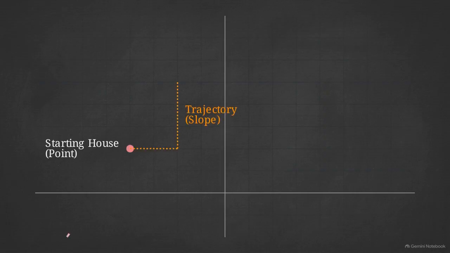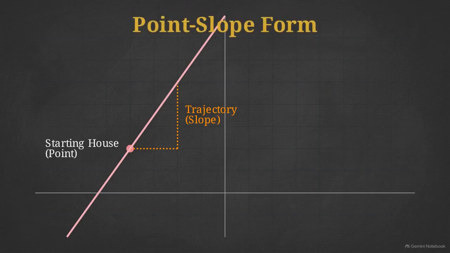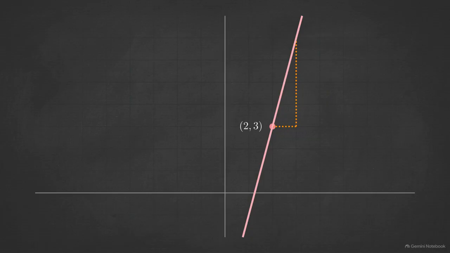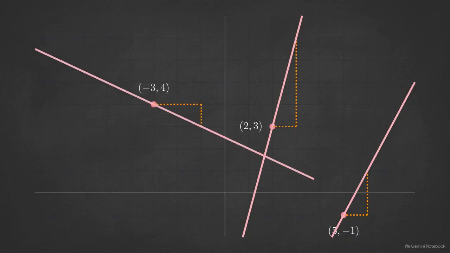Mapping a tilted road requires two pieces of information, a starting house and a trajectory. On our grid, that starting house is a coordinate point, and the trajectory is the slope. We combine them into the point-slope form. We can build a road starting at the point 2, 3 with a slope of 4, then one starting at 5, -1 with a slope of 2. Finally, a road beginning at -3, 4 with a downward slope of -1/2.